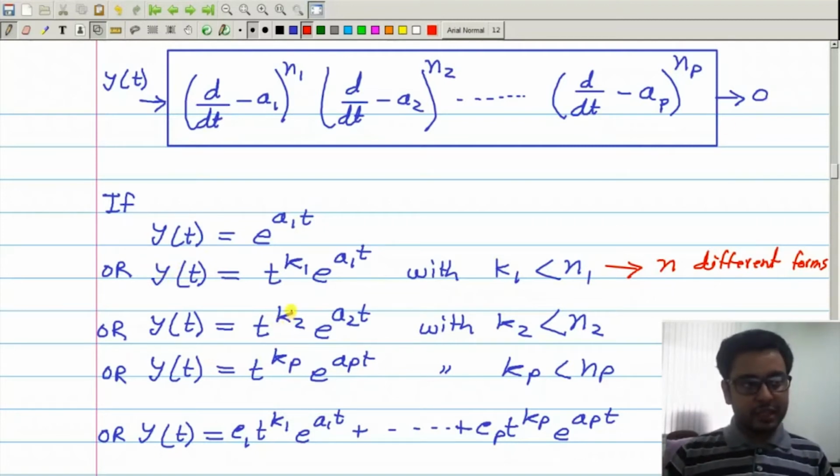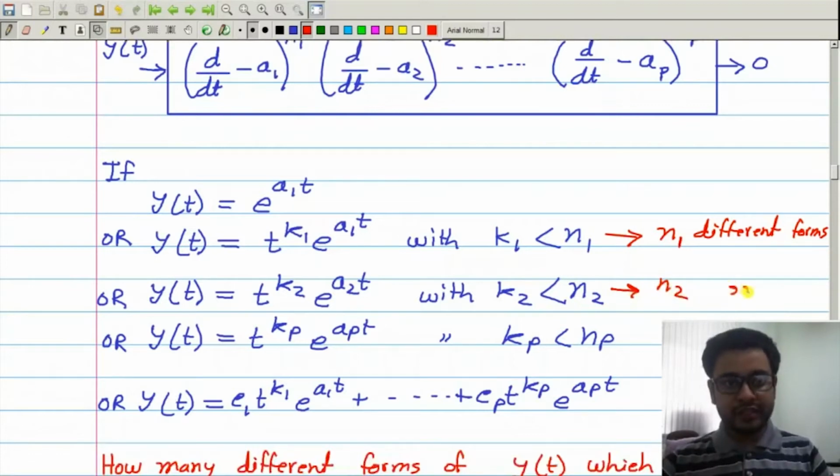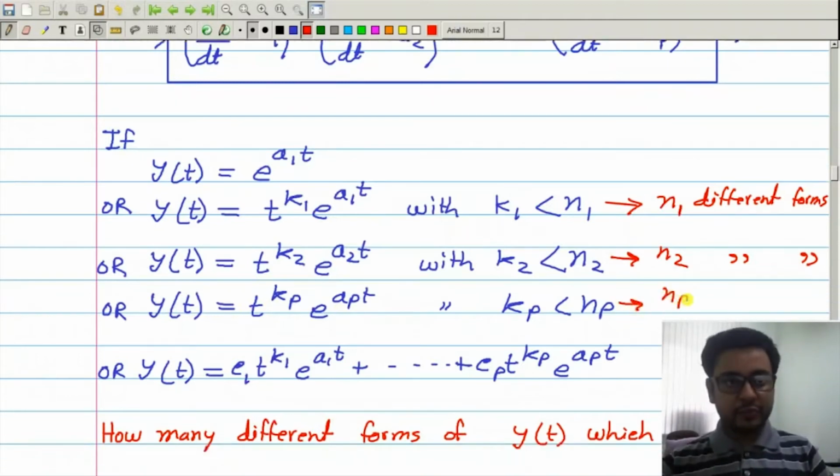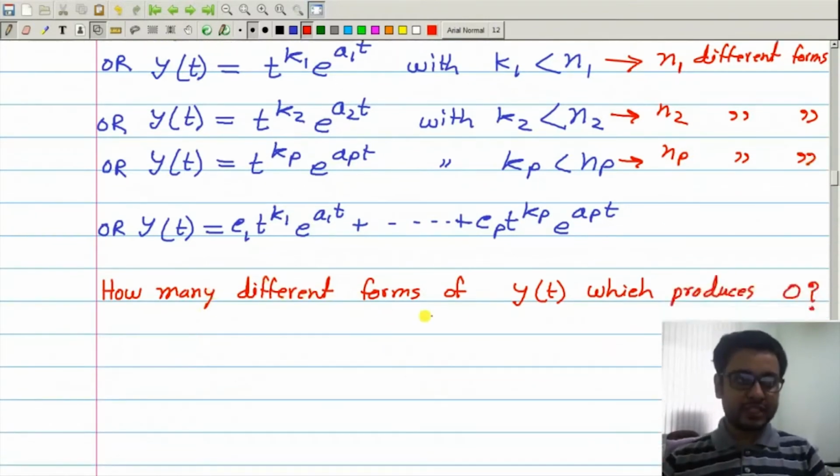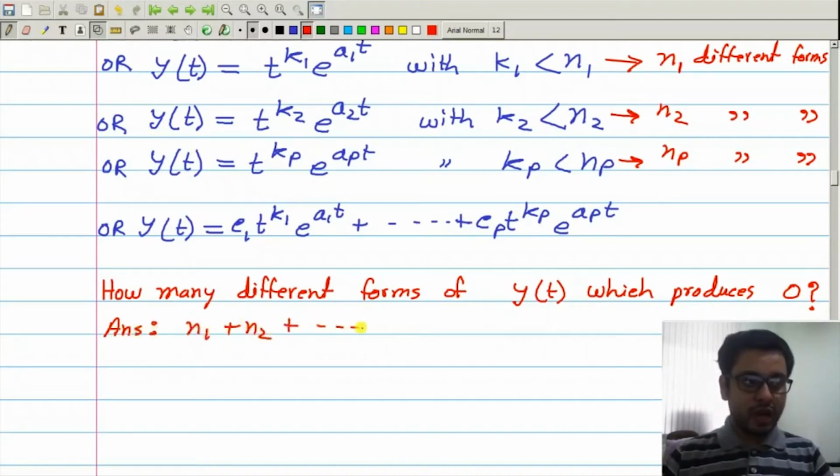Similarly, you could choose k2 to be less than n2. Sorry, here it should be n1. Now in this form t to the power k2 e to the power a2t, k2 can be anything from 0 up to n2 minus 1. So you have n2 different choices, and similarly here you shall have np different choices. So the total number of different input signals is equal to n1 plus n2 up to np.